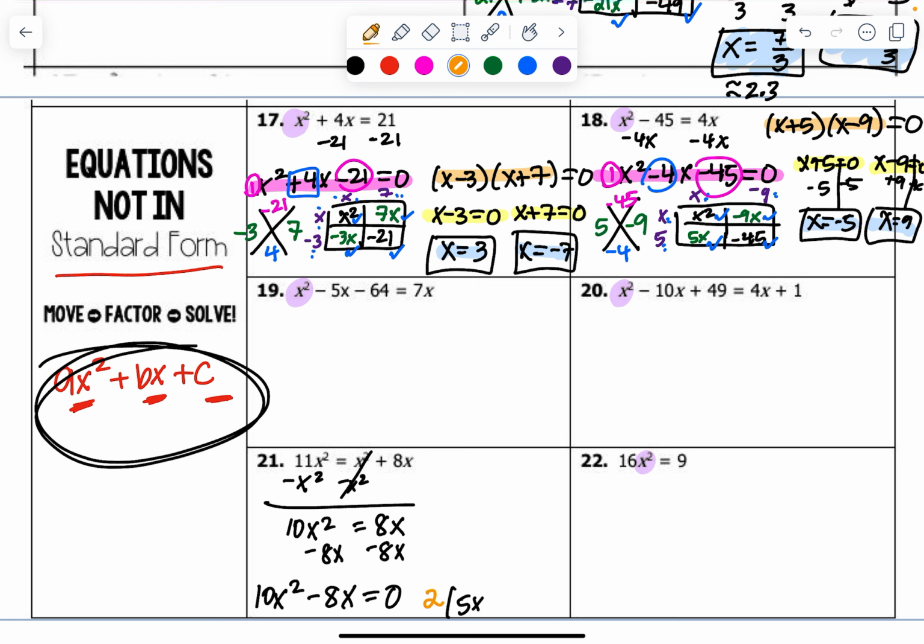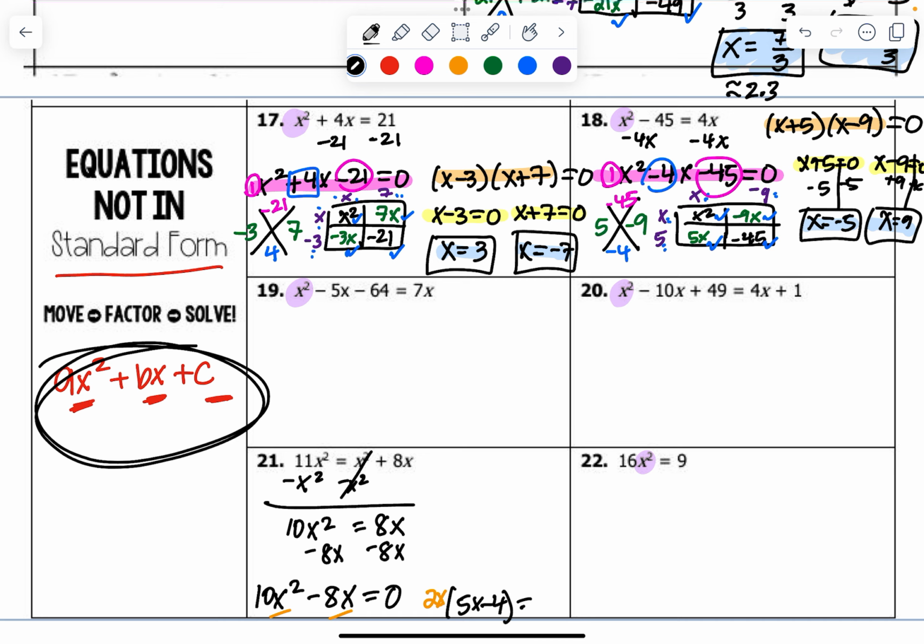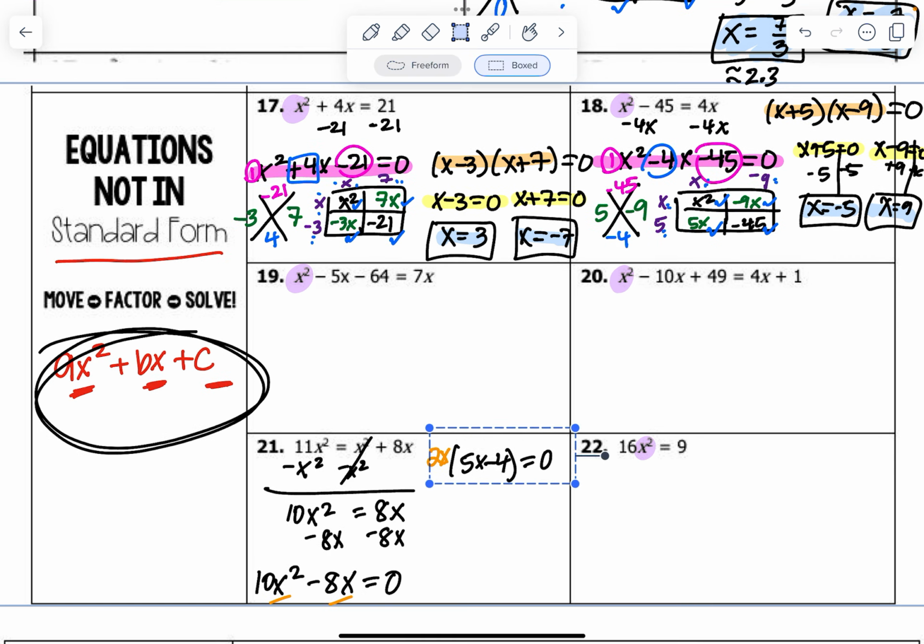Oh, no, it has an x too. I noticed this one has 2 x's and this has an x. So my GCF is 2x. It's going to leave 5x minus 4 equals 0. I don't know why I moved this way down here. And then that is factored form.